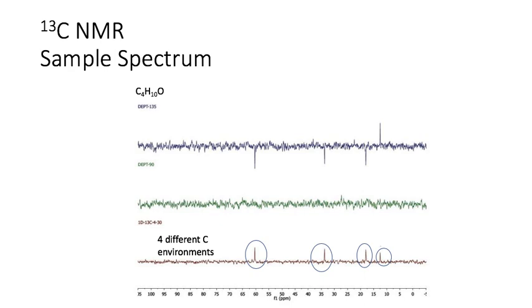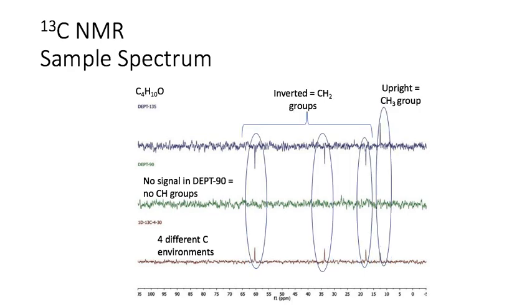After I do that, I'm going to analyze the DEPT 90. I notice I don't have any singlets in there. I don't have any signals at all. So that tells me that I have no CH groups in this structure. So if you're missing a signal somewhere, that means it doesn't exist in that type.